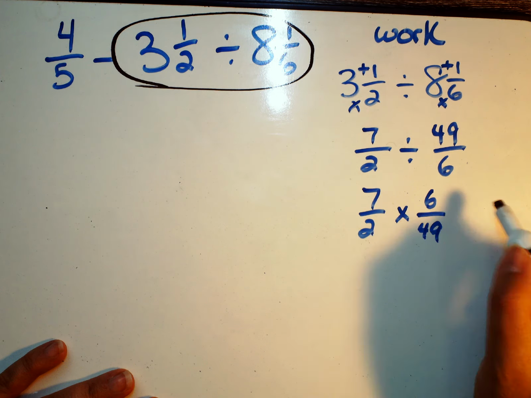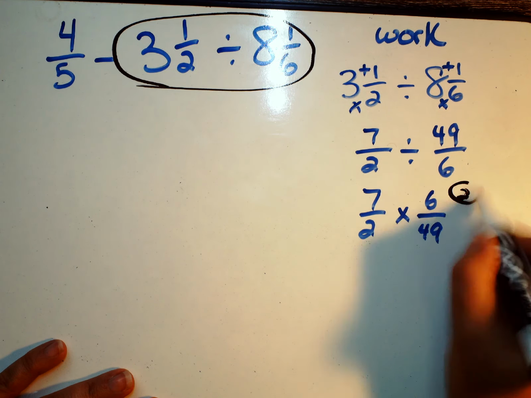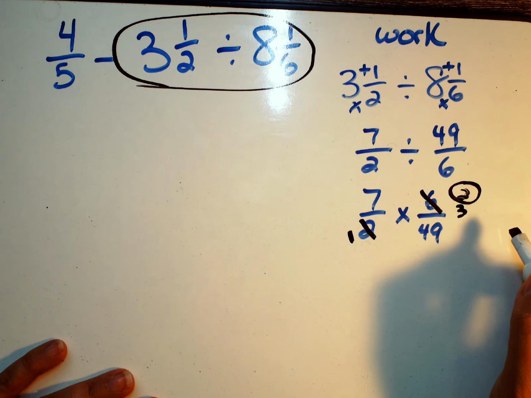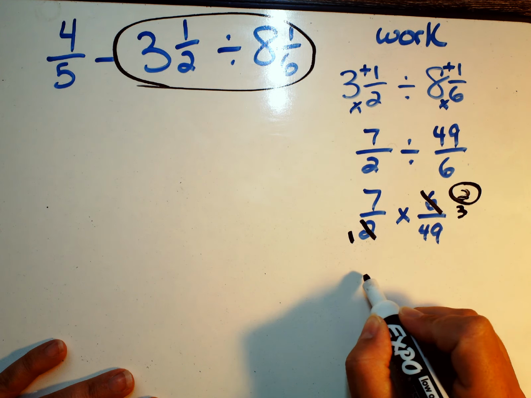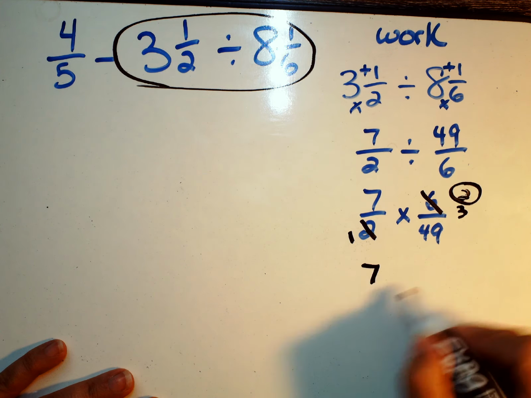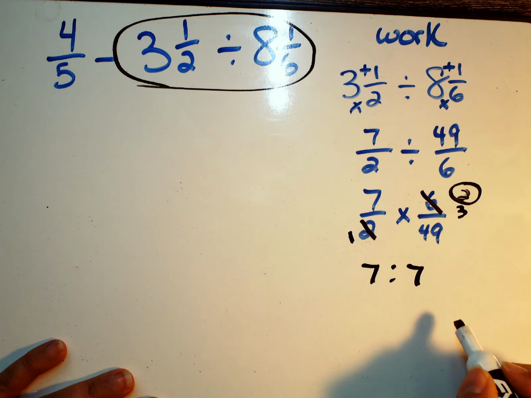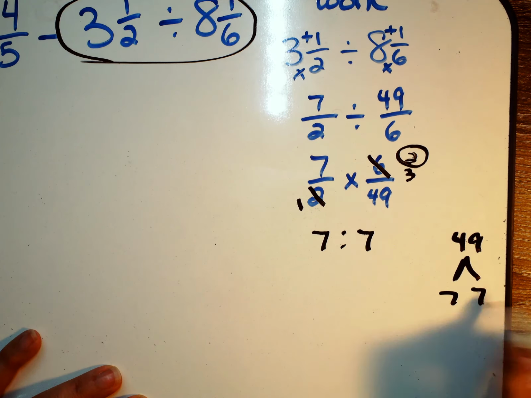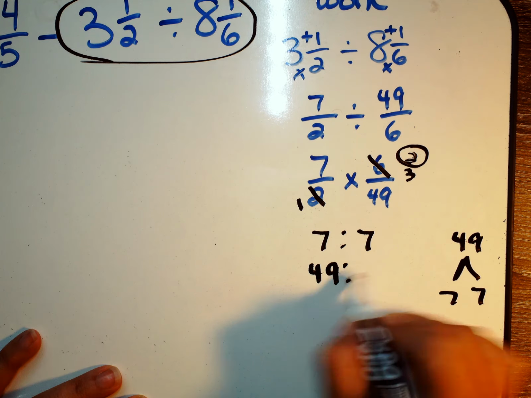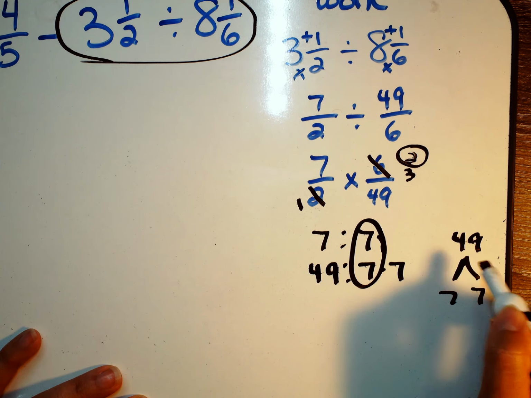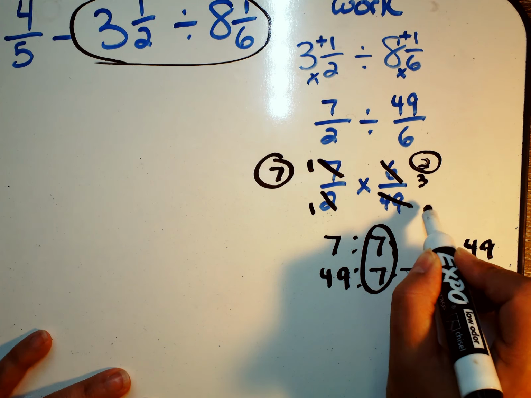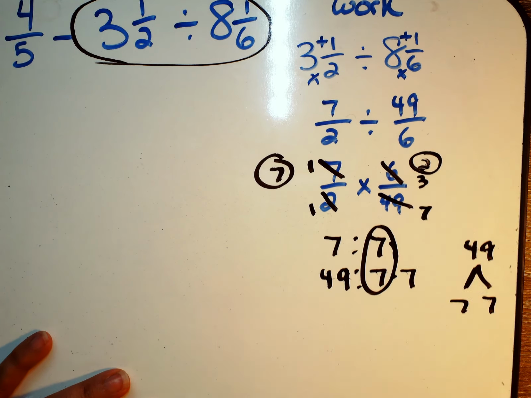So the number that goes into both 2 and 6, our greatest common factor, is 2. So 6 divided by 2 is 3, and 2 divided by 2 is 1. And if you're not sure about 7 and 49, you can always find the greatest common factor with prime factorization. So 7 is already prime, so it's just 7. 49, if you do the factor tree, is 7 times 7, and our greatest common factor is 7. So 7 divided by 7 is 1, and 49 divided by 7 is 7.